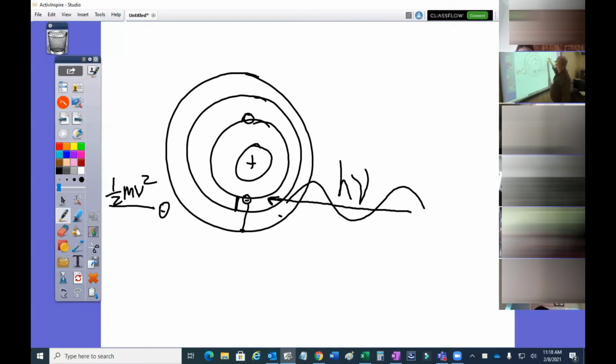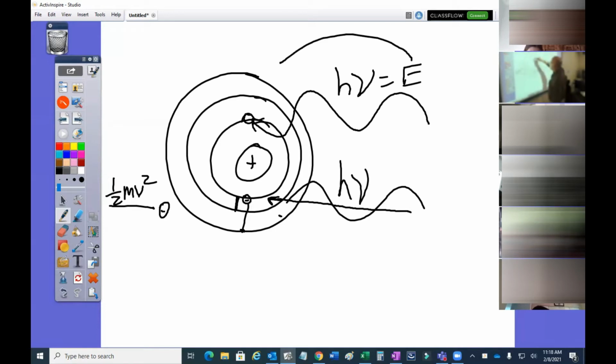When this electron, here comes a light wave, and this energy, h nu here, equals, let's say this band right here. This is delta E, the change in energy from low to high. If that equals the energy of this light, then this absorbs that light and it goes to a higher energy state.